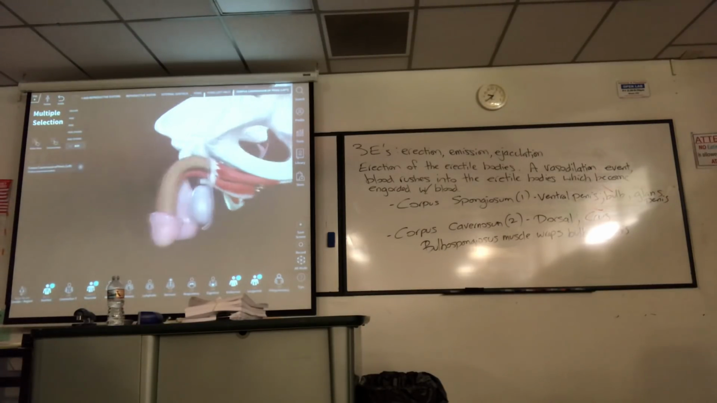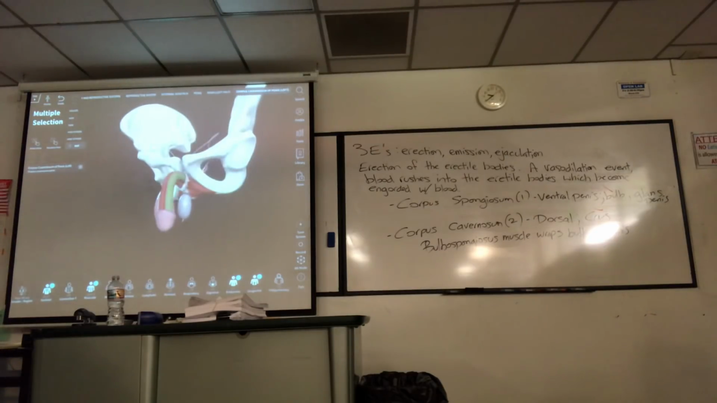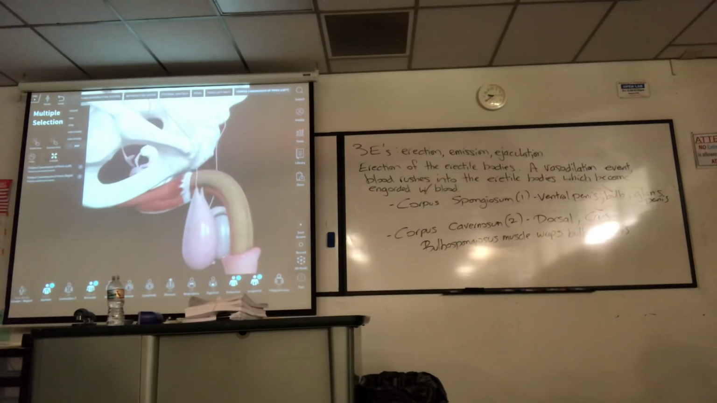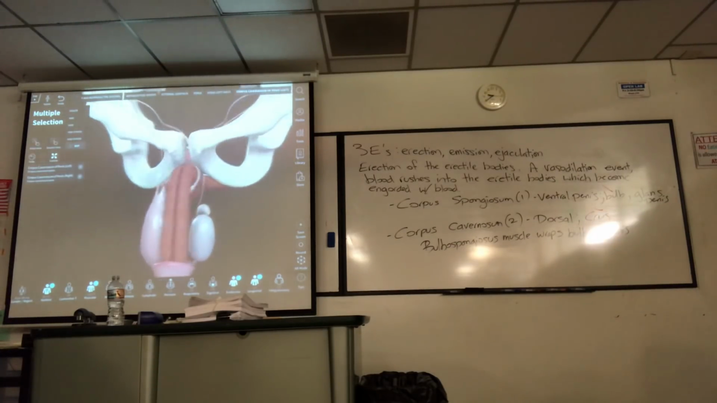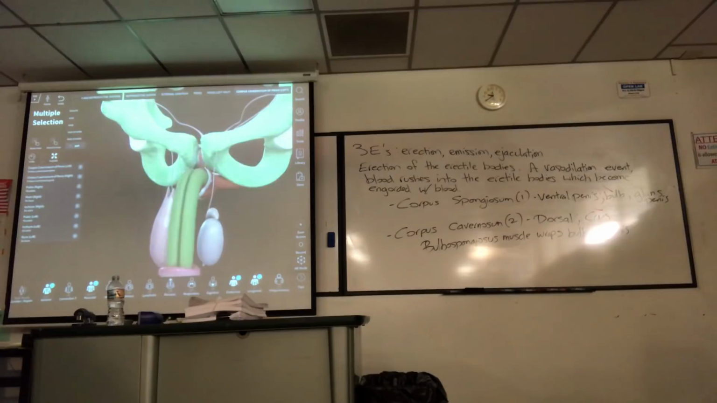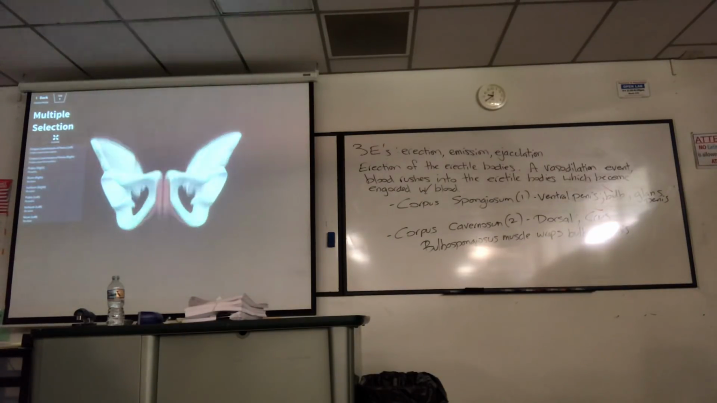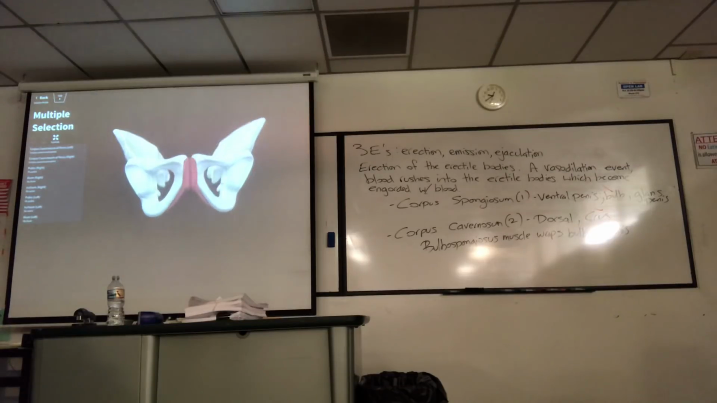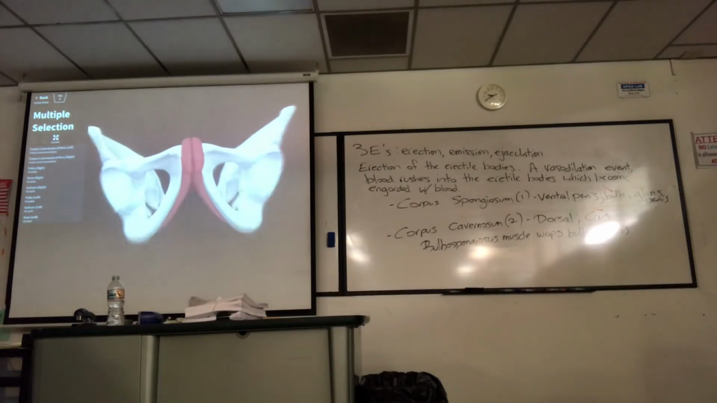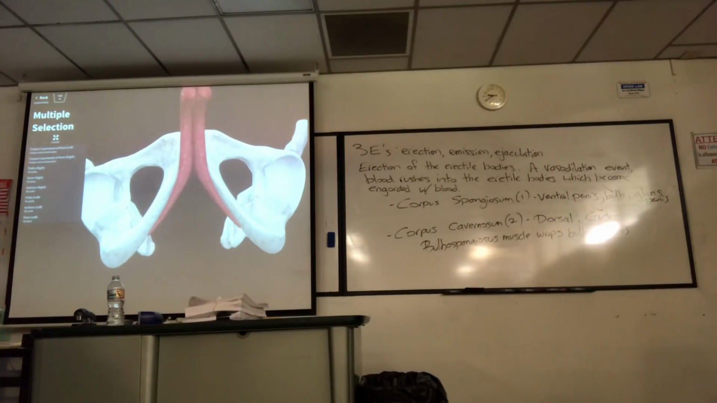Multi-select. Of course, do the pelvis with it. Let's isolate and see what that looks like. So what I've isolated is just the paired corpus cavernosum with the pelvis, so you can see how they diverge proximally.